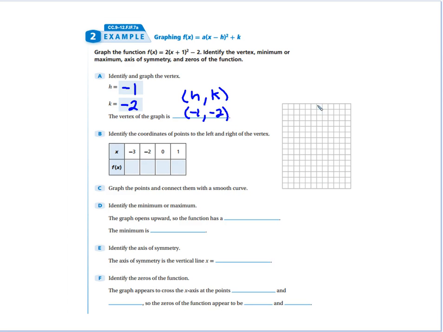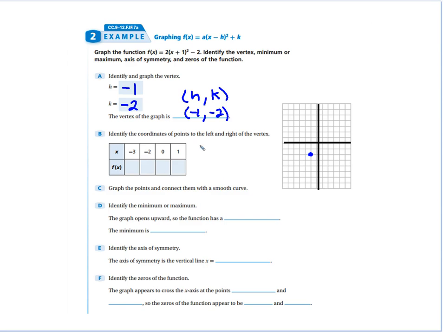So I'm going to go over here and draw a couple lines down my graph. There, so this way we can actually do our graph. The first one I want to graph is my negative 1, negative 2. So I'm going to go over 1 and down 2. So that's that point right there.